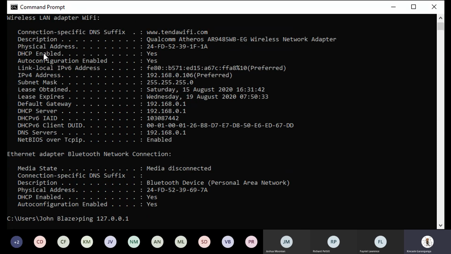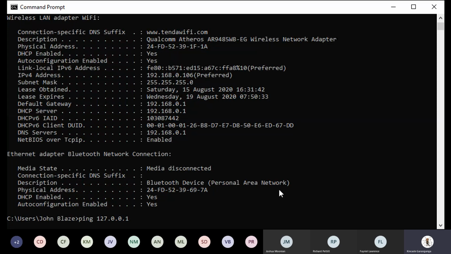So if we go up again, DHCP there, as you can see, is enabled, which means that the actual router that I'm using automatically assigns these IPs as far as environments are concerned. What I want you to concentrate on as far as this particular IP is concerned is that we've got 192.168.0.102, right? So that's a private IP address configuration there.